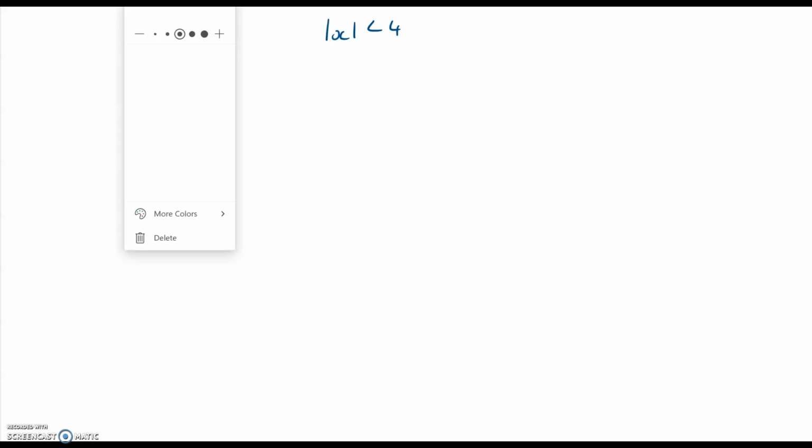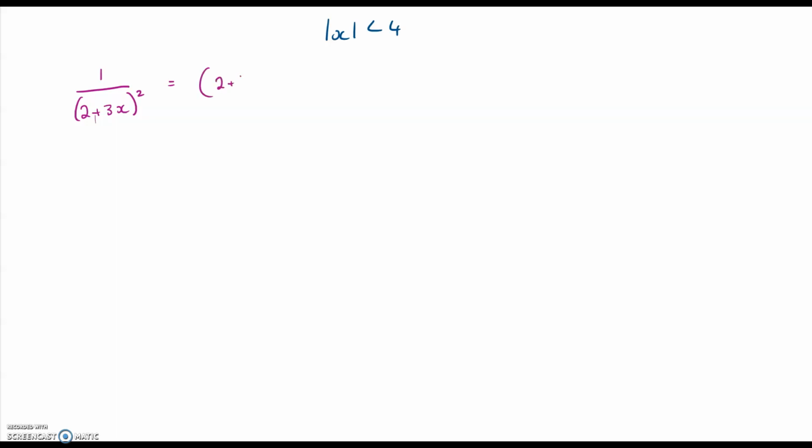So our second example is we're looking at 1 over (2 plus 3x) squared. And again, remember, make sure you always write this as an index power. So we've got that as (2 plus 3x) to the power of negative 2. Okay, so now we want to take out our factor, because we want that to be a 1. So we're going to take out a factor of 2.